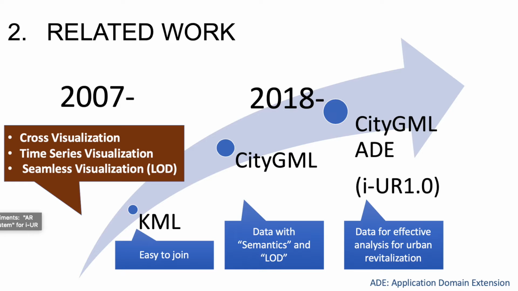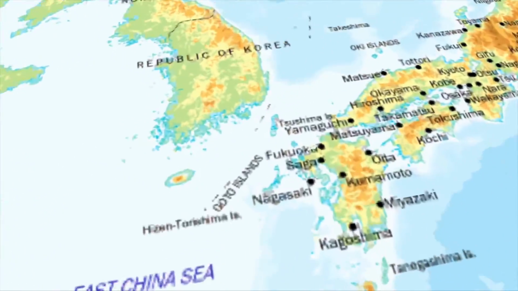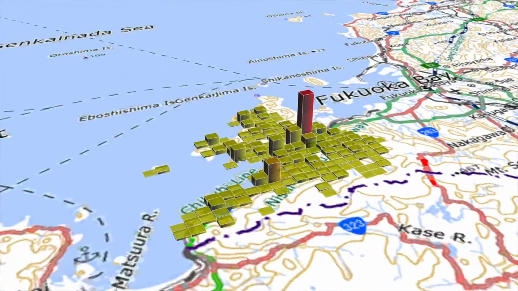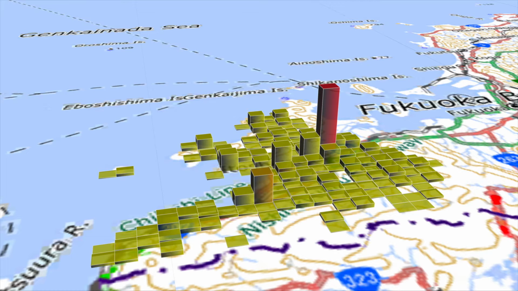Now, I will explain the main functions of the 3D visualization tools that have been used for studying urban planning in Japan for 10 years. These are generally used in Japanese city planning and are the basis of CityGML Urban Planning ADE, which will be explained later. So I will show you some examples. First is time series visualization.